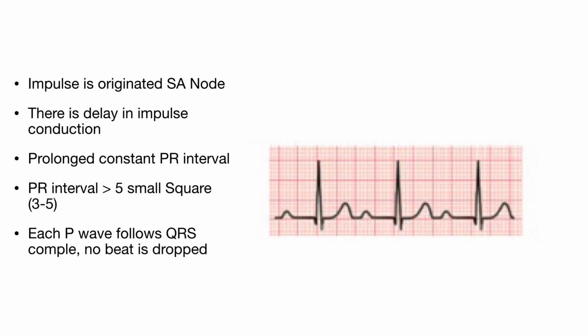First degree heart block. If each wave of depolarization that originates in the SA node is conducted to the ventricles, but there is delay somewhere along the conduction pathway, then the PR interval is prolonged. This is called first degree heart block.